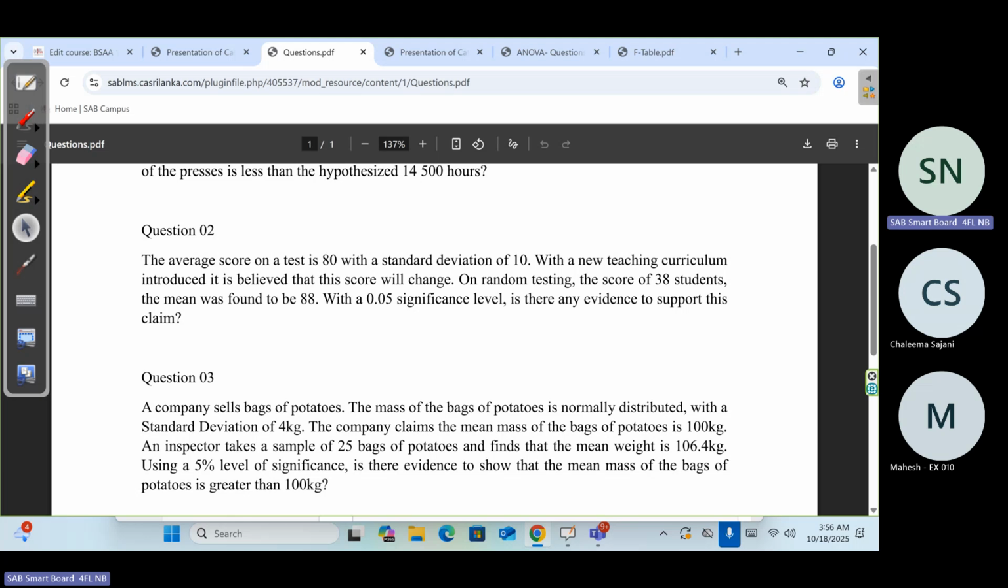Finish. Then tell me here, what is the claim? Question number 2. What is the claim? You could believe that the average score will change. That is your claim here. Previously, the average test score is 80. Then after the new teaching curriculum, they believe the average test score is changed. It means it is not equal to 80.